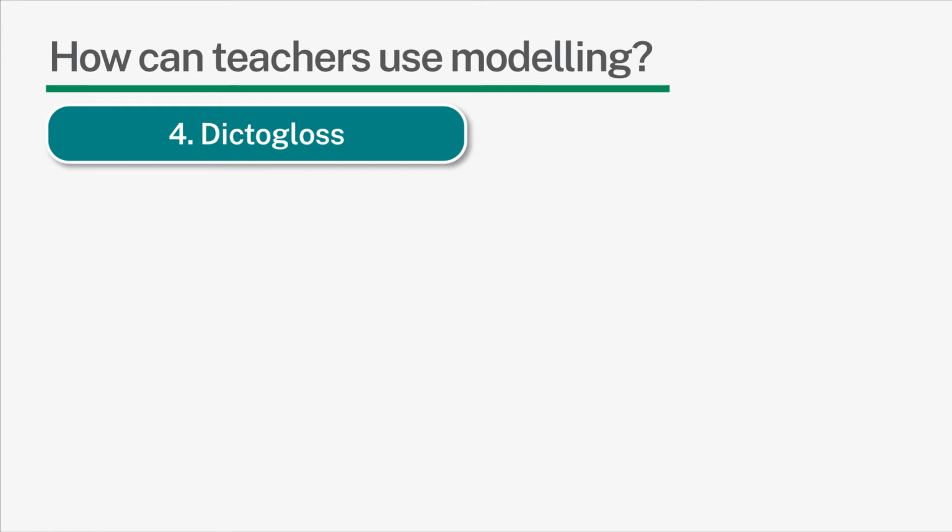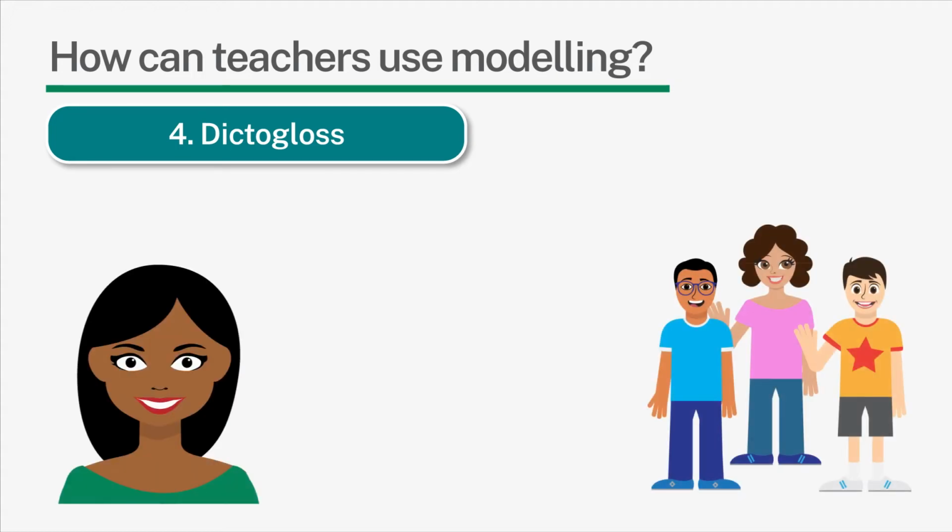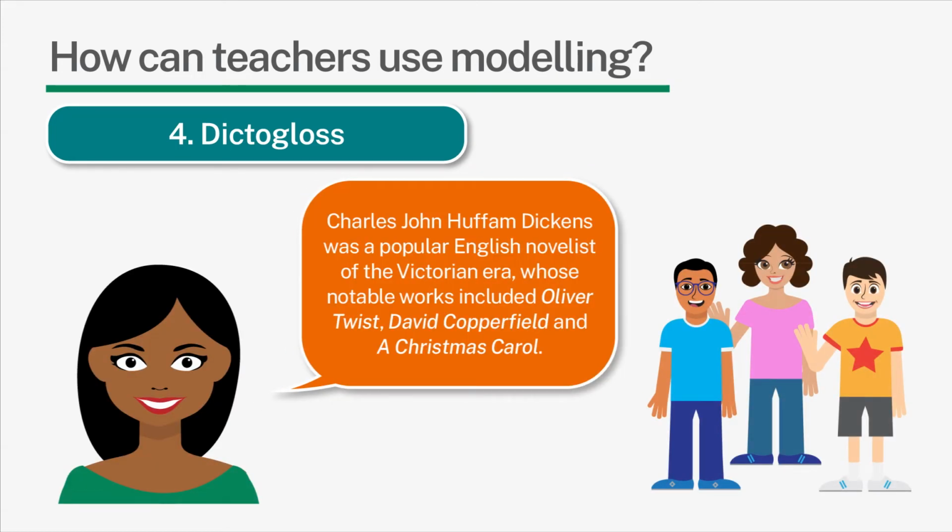Dictogloss. Dictogloss is an effective technique for modelling written work. A Dictogloss activity is where a teacher reads a short model text that demonstrates exactly the kind of writing that they want their learner to produce. The learners listen and try to recreate the text from what they've heard.